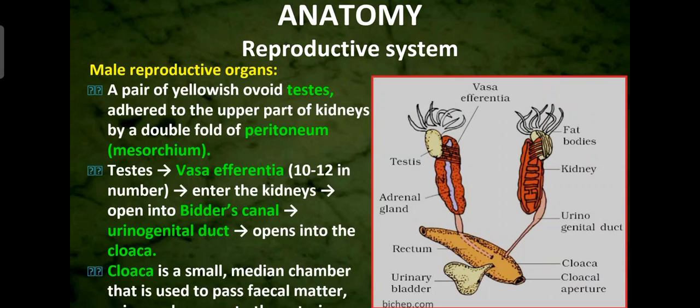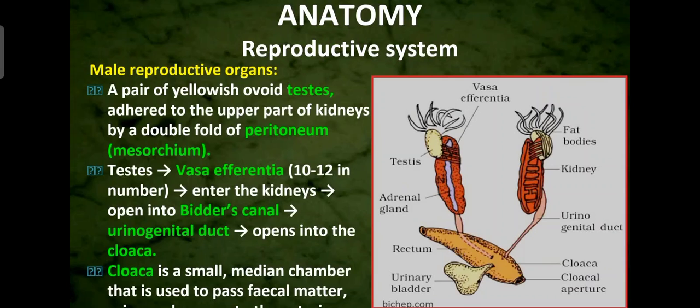After the kidney, in the diagram you can see, after that red color structure, a light cream color structure, that is the urinogenital duct. So that Bidder's canal opens into the urinogenital duct, and that opens into the cloaca. In the cloaca, that urinogenital duct is opening. The cloaca, you can see, is the longer orange color structure.